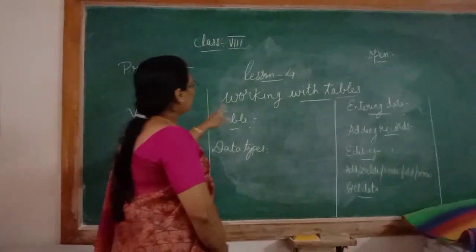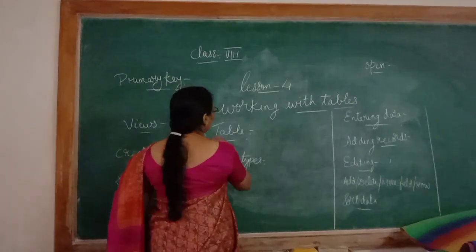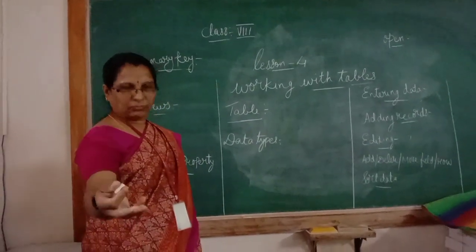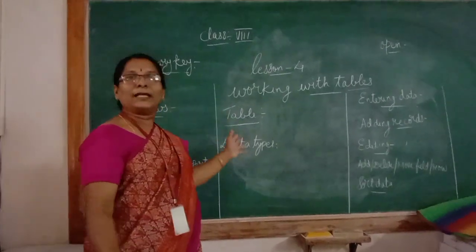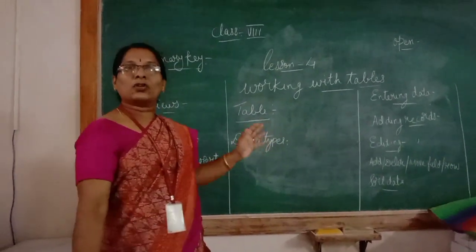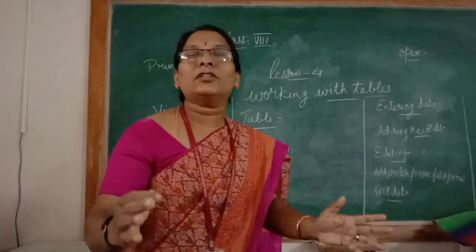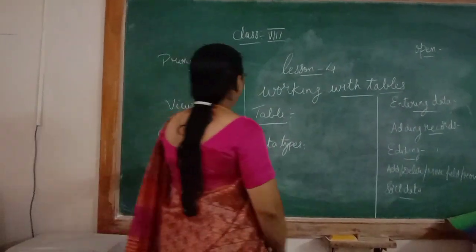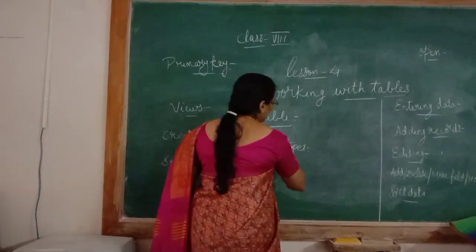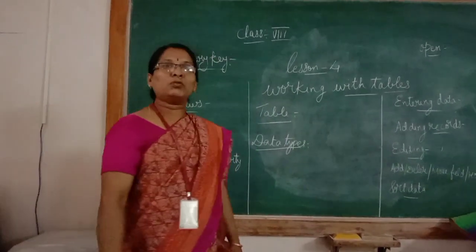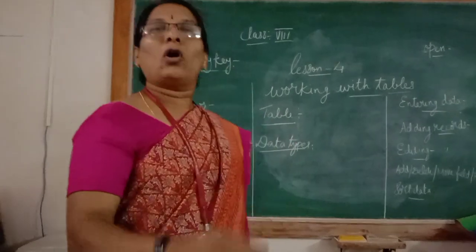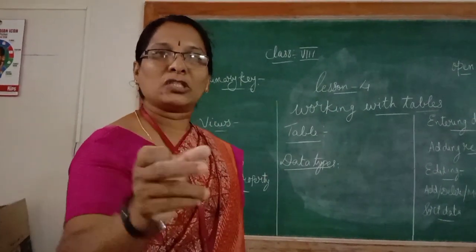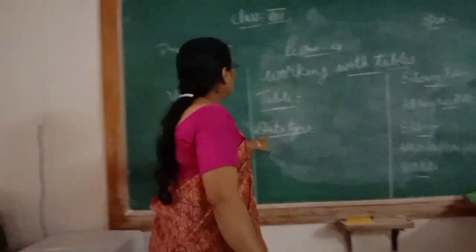Lesson 4 is working with tables. The first thing we will discuss is the table, which, as I already said, is an organized collection of data which has rows and columns, and the intersection of each row and a column is called a cell. Then we are going to discuss the data types used in a table or in a field, what data type is appropriate according to the field name. We will discuss that also in this session.